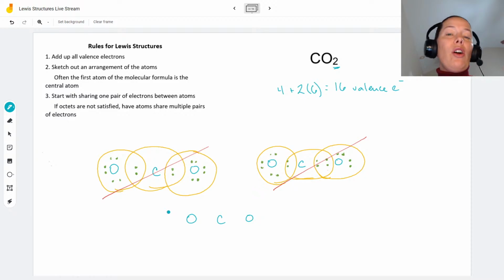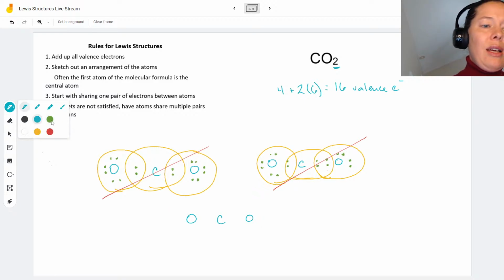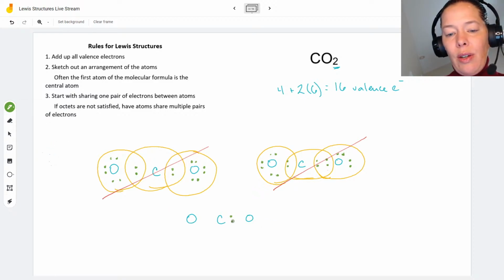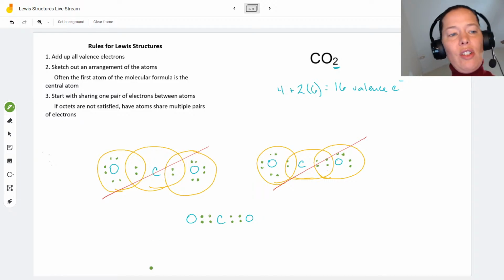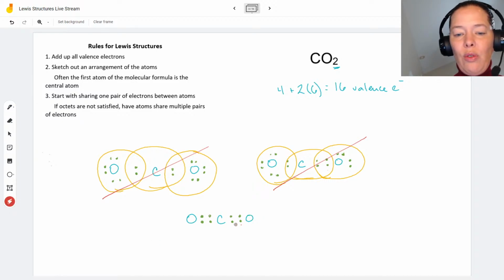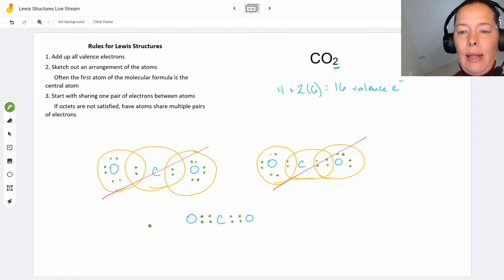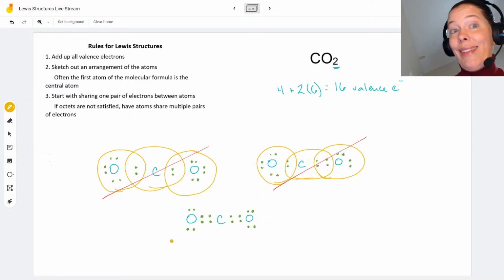Since making one carbon-oxygen bond a double bond improved things, I am now going to make both carbon-oxygen bonds double bonds. So they're going to share 2 pairs, and also this carbon oxygen is going to share 2 pairs. So now I've used 2, 4, 6, 8, 10, 12, 14, 16. Okay, this is looking better. I think this is it.